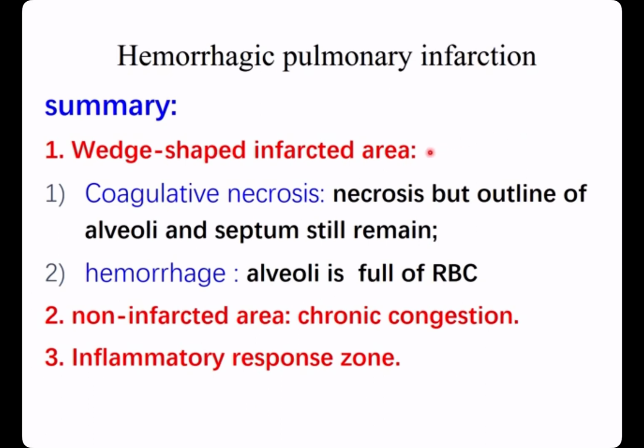Now, a summary. As for hemorrhagic pulmonary infarction, we can observe an infarcted area mixed with coagulative necrosis and hemorrhage. In the non-infarcted lung area, the main feature is chronic congestion, and the inflammatory response zone separates the two areas.